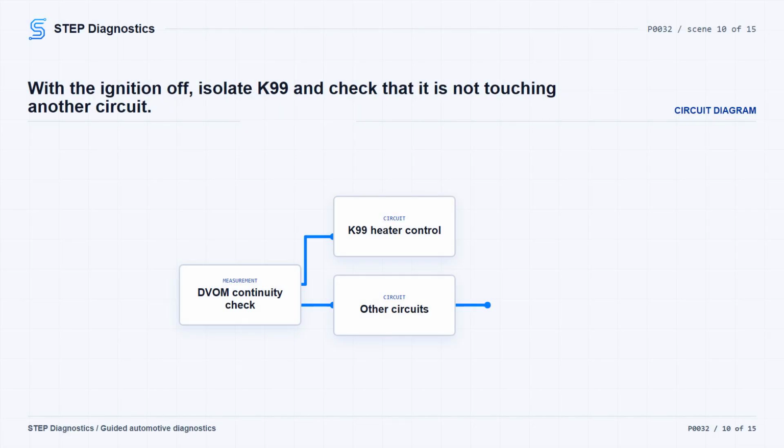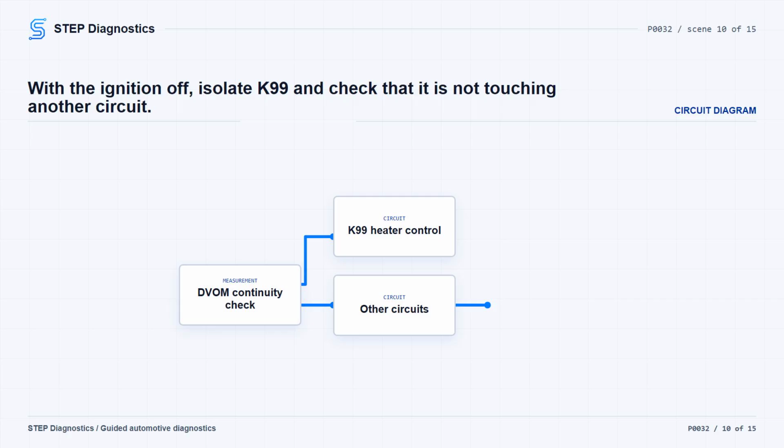With the ground circuit passing the load test, move to the O2 sensor 1/1 K99 heater control circuit. The ignition must be off for resistance checks. Isolate the circuit by disconnecting the control module and every component connector that contains that circuit, while leaving the inline connectors connected at this point.